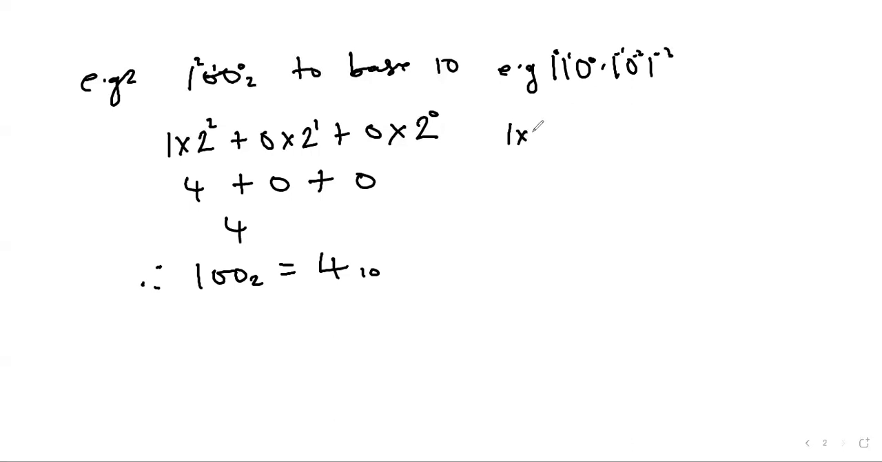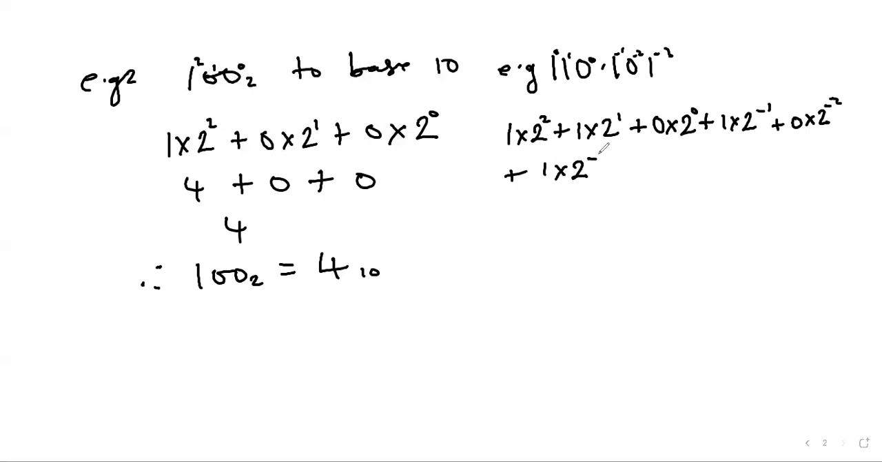So this will be 1 times 2. The first one is raised to the power of what? 2. Plus 1 times 2 raised to the power of what? 1. Plus 0 times 2 raised to the power of what? 0. Plus this one, 1 times 2 raised to the power of what? -1. Plus 0 times 2 raised to the power of what? -2. Plus the last one, 1 times 2 raised to the power of what? -3.